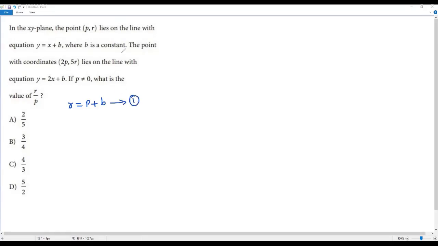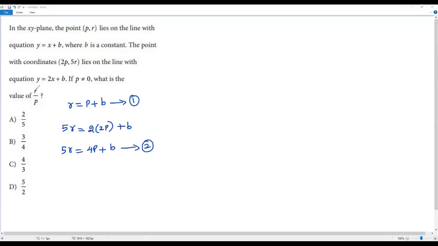Now there is another piece of information: the point with coordinates (2p, 5r) is on the line y equals 2x plus b. That means I can plug in the x coordinate 2p for x and the y coordinate 5r for y. Then I'm getting 5r equals 2 times 2p plus b. Let me simplify this equation. Then I'm getting 5r equals 4p plus b. I consider this equation number 2.